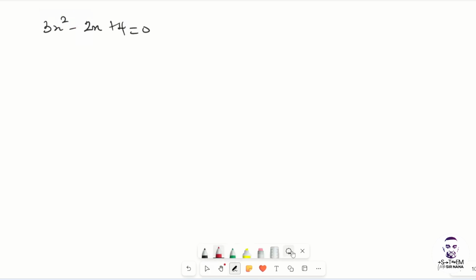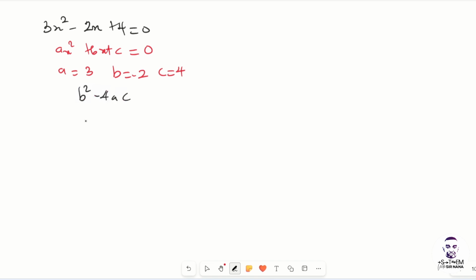So we will compare it with the equation ax squared plus bx plus c is equal to 0, where we know that our a is 3, our b is minus 2, and our c is 4. So we are going to use b squared minus 4ac. So we get minus 2 all squared minus 4 multiplying 3, which is a, multiplying c, which is 4. So in this case, we get 4 minus 4 times 3 is 12, 12 times 4 gives us 48. So 4 minus 48 gives us negative 44.